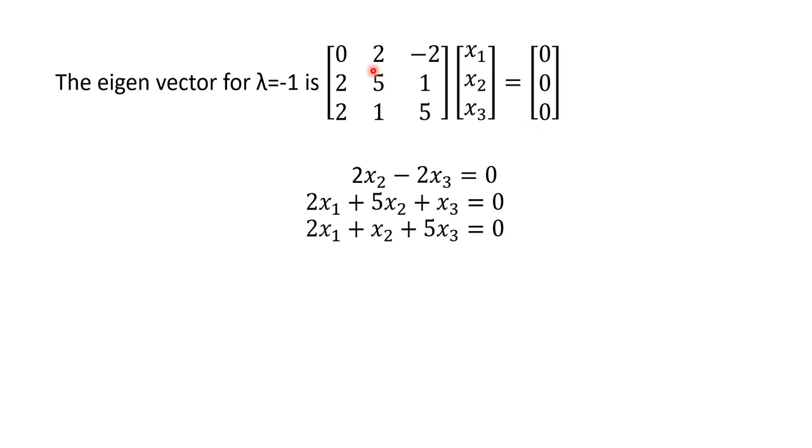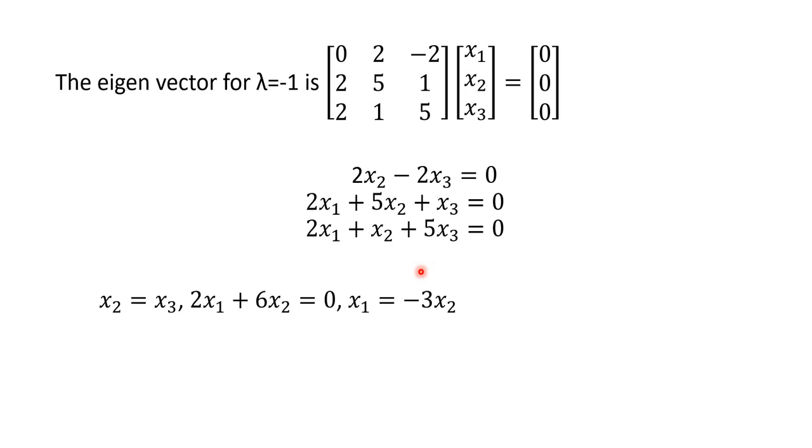So take the product. The equations are 0 into x1 is 0, 2x2 minus 2x3 equal to 0, 2x1 plus 5x2 plus x3 is equal to 0, and 2x1 plus x2 plus 5x3 is equal to 0. These are our three equations. Then from these equations we find the values of x1, x2 and x3.